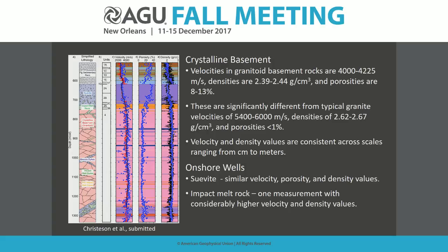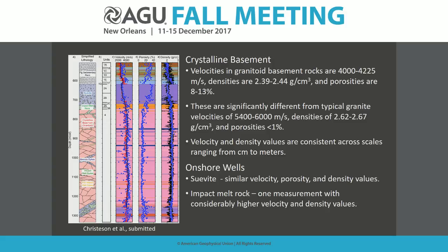Similarly, for densities, you'd expect 2.62 to 2.67. We're getting about 2.4. And the porosities, normally you get porosities less than 1%, and we're getting 8 to 13%. So very unusual properties, significantly different than normal granites. And again, these velocity and density values are consistent across scales ranging from centimeters to meters.